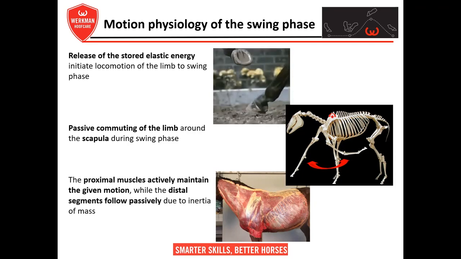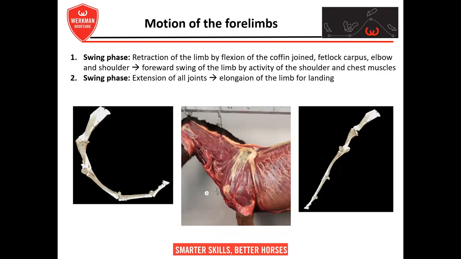So this is what we try to influence. By changing the mass of the hoof, we change inertia, and that changes the pendulum properties. And we have two phases of swing phase. In the first phase, we have high flexion in the coffin joint, the digital joints, the fetlock, the carpus, and the shoulder. Then the limb swings forward, and we need activity of the shoulder and chest muscles. In the second part of the swing phase, all joints are extended, and we have the elongation of the limb until landing. A good quality gait, or a well-evaluated gait, usually shows a high range of motion in the joints. Usually we see more flexion in the joints, and this is achieved, for example, if we shoe and create more mass at the end of the distal limb.